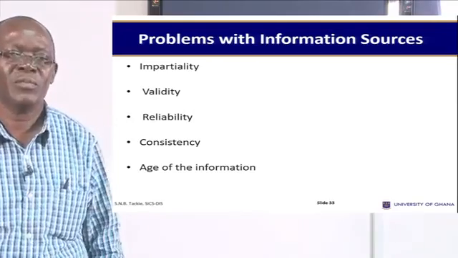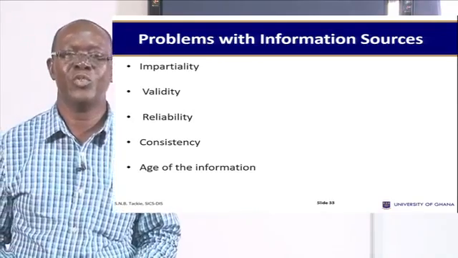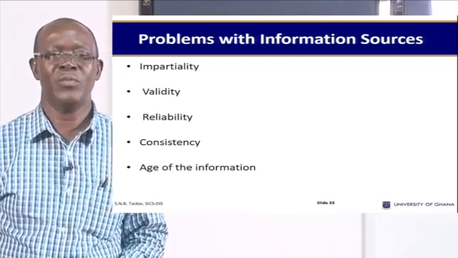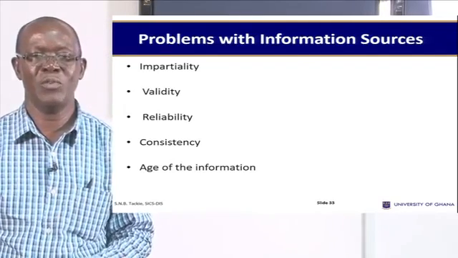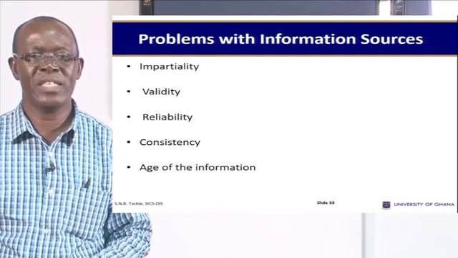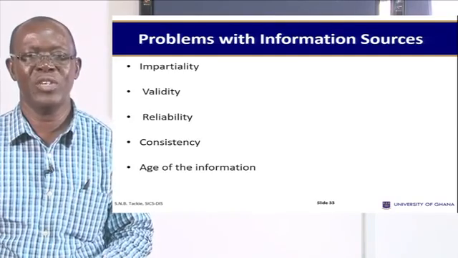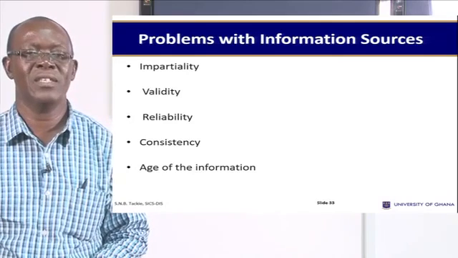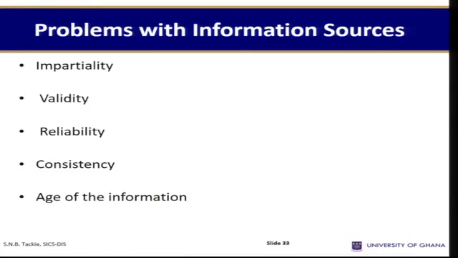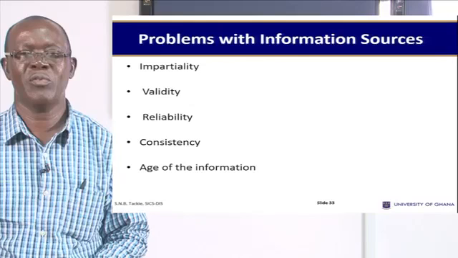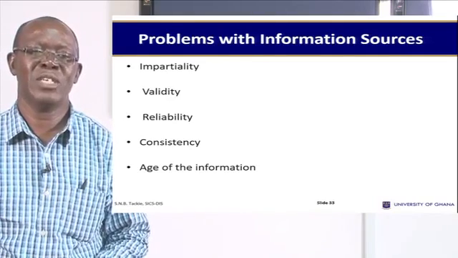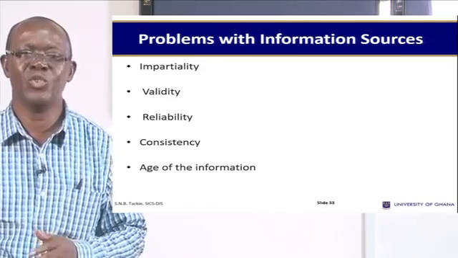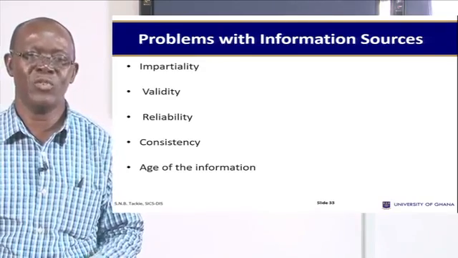Then reliability. If the information is reliable, it is also useful. If it is not reliable, it means that it can cause you problems. If you pass on information that is not reliable, decisions may be taken based on that unreliable information, and you realize that you have caused more harm than good. And then consistency. If I tell you that there are 4 types of information today, and then tomorrow I come and tell you that there are 3 types of information, I'm not being consistent with the information. And so the tendency is for you to brush aside the information that I'm giving you.